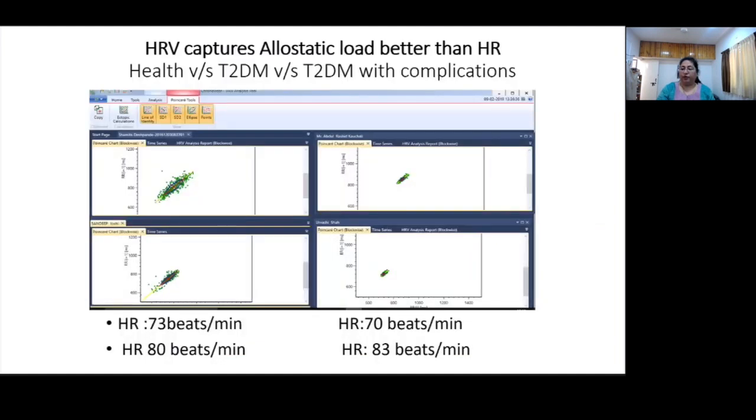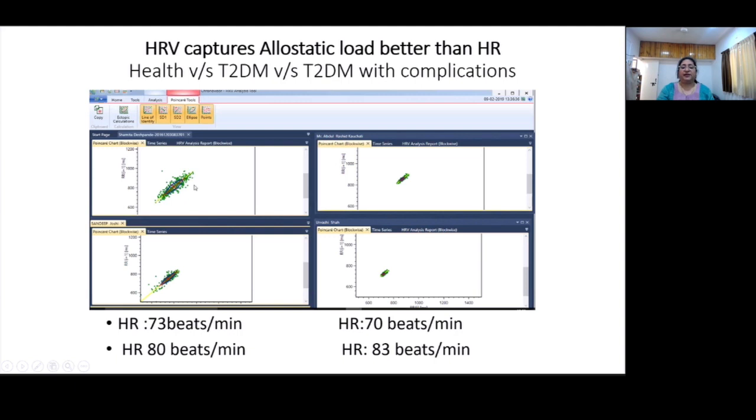Then we have also seen the importance of HRV as it captures the allostatic load, and which is better than the heart rate marker. As you know, the cardiovascular marker is also heart rate. Allostatic marker is heart rate. Here we have observed that HRV captures the load better. You can see in this slide that the heart rate of all these patients is almost in the same physiological range. However, their variability is totally different.